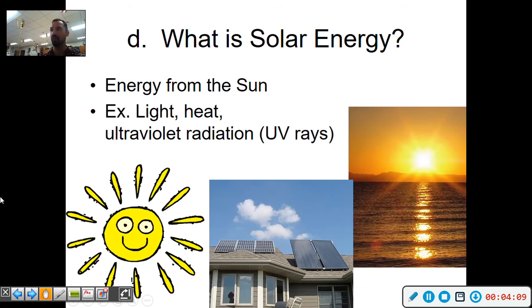Okay, solar energy is energy from the sun. So light, heat, ultraviolet rays. So again, some of this is visible, some of it is not. So obviously the light rays themselves are visible. The UV rays, on the other hand, you can feel them hitting your body because your body starts heating up, but you can't actually physically see them.